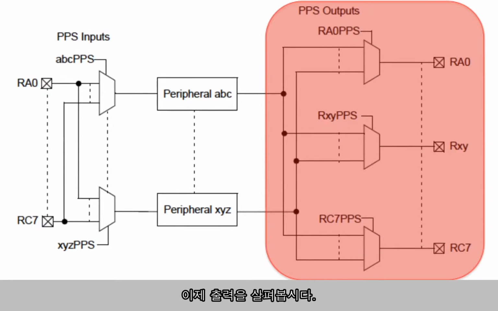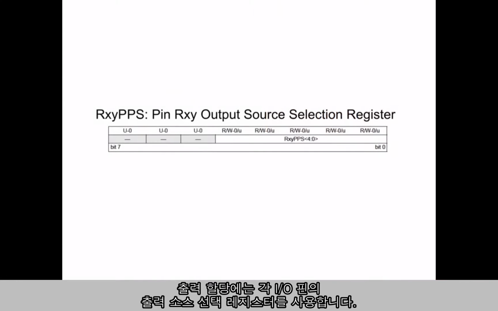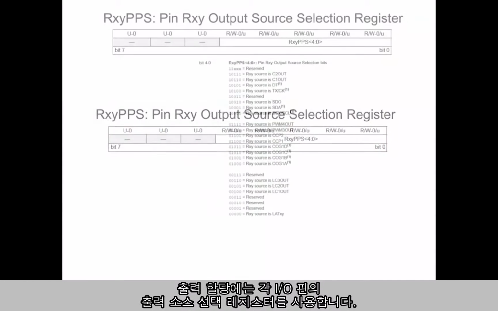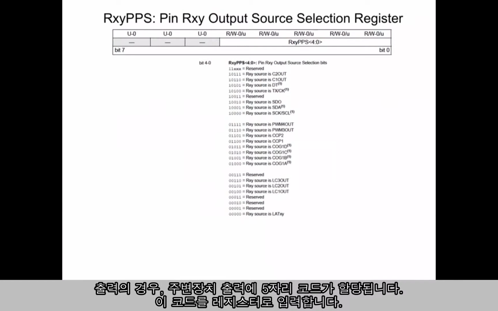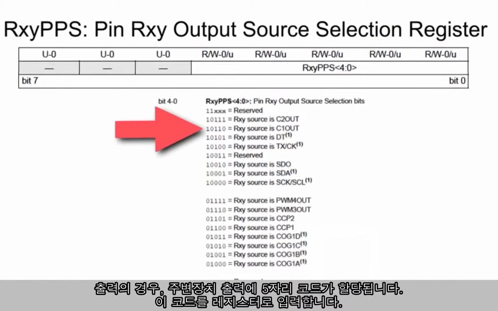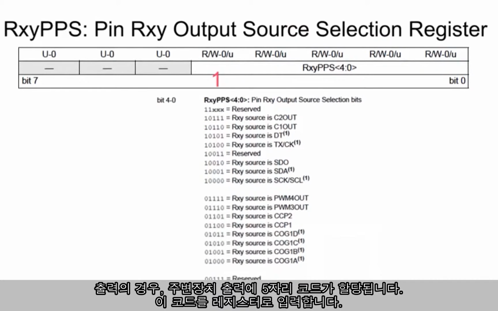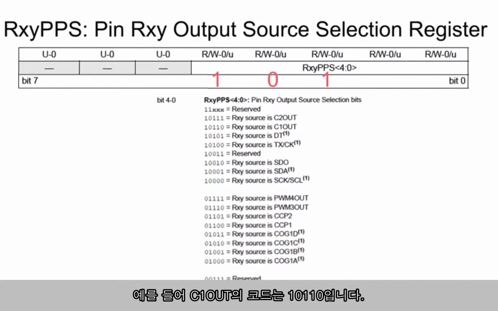Now let's look at the output connections. The output connections use an output source selection register for each I/O pin. In the case of the output, each peripheral output is assigned a 5-digit code, and that code is input into the register. For example, for C1 out, we would enter 10110.